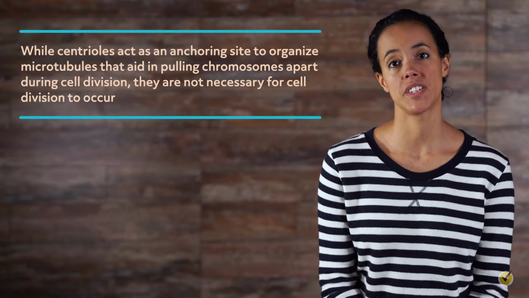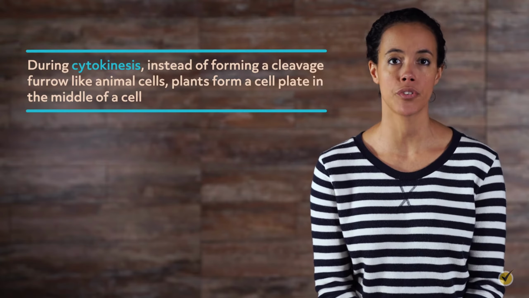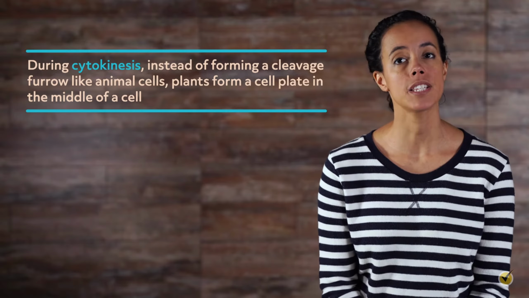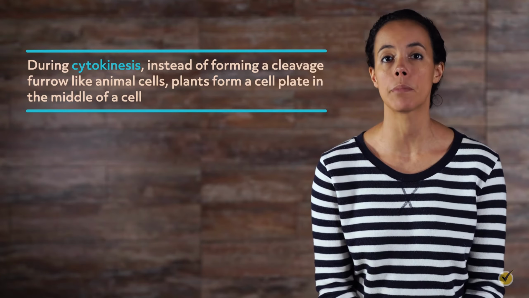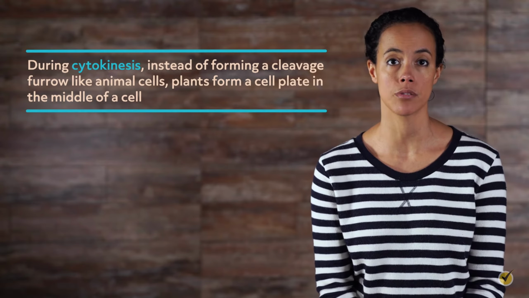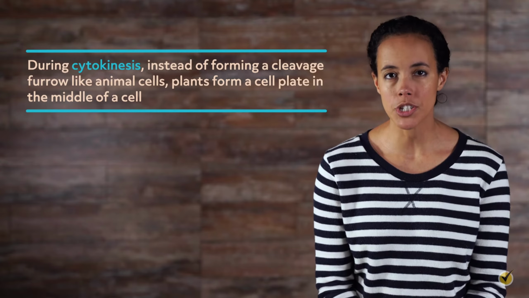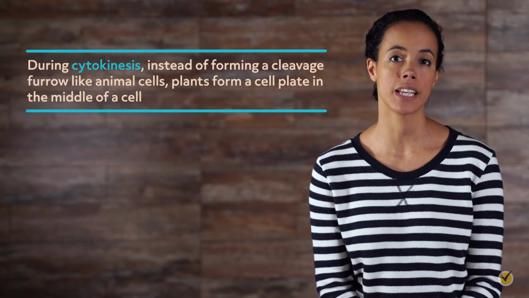The other main structural difference has to do with the fact that plant cells have a cell wall. During cytokinesis, instead of forming a cleavage furrow like animal cells, plants form a cell plate in the middle of a cell. This plate consists of components from the plasma membrane and cell wall that are delivered in vesicles. However, the big picture difference between plant and animal cell reproduction has to do with the fact that plant cells have a different life cycle than animal cells.